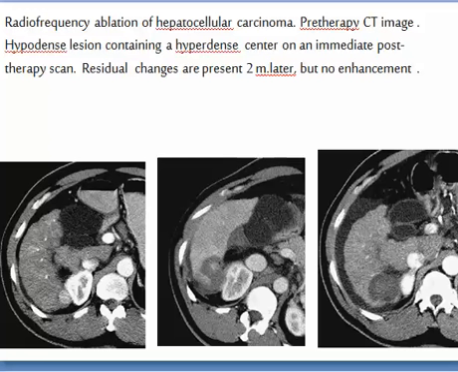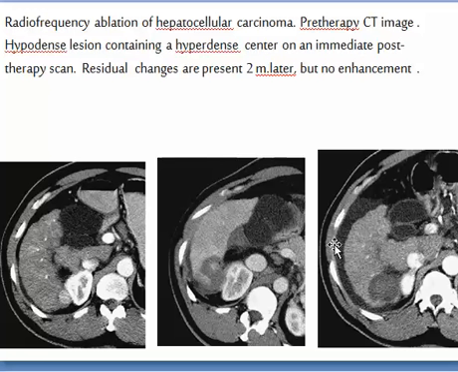Radiofrequency ablation of hepatocellular carcinoma. Pre-therapy, this is the lesion. Early contrast enhancement. High dense lesion containing a hyperdense center here. Intermediate post-therapy. Residual changes 2 months later, but no enhancement. Still there is enhancement, but here there is no enhancement.